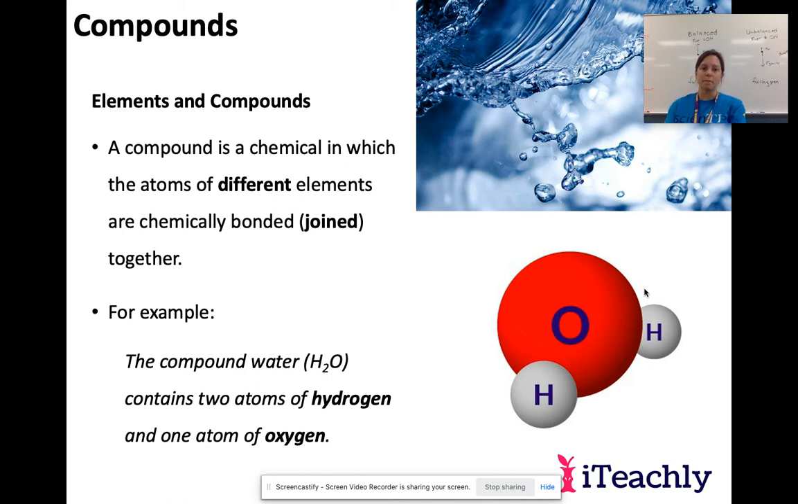So an example of a compound, water. We're very familiar. Here's my water glass, right? Got some water in there. Thirsty? Well, what's that made of? That's made of two hydrogens and one oxygen, and they're going to bond chemically together.